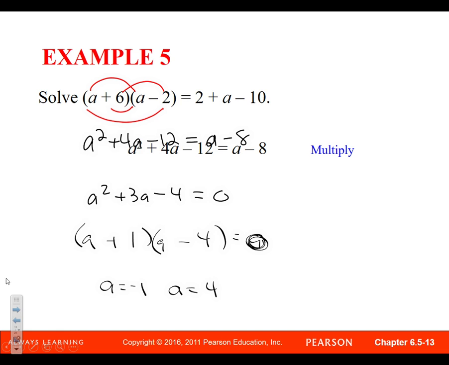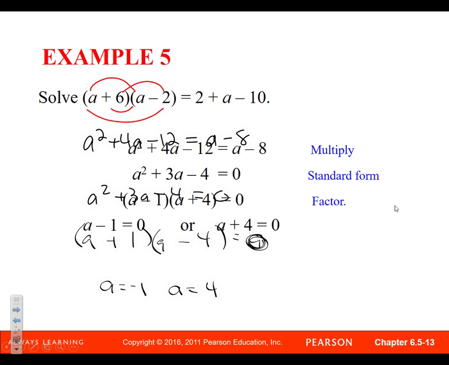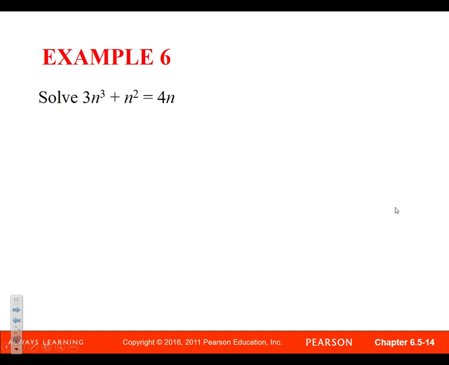Do you see how this works though? Cool beans. Okay, here we go. Next one. Try it. This is actually a cubic function, guys. But I think you can still solve it.